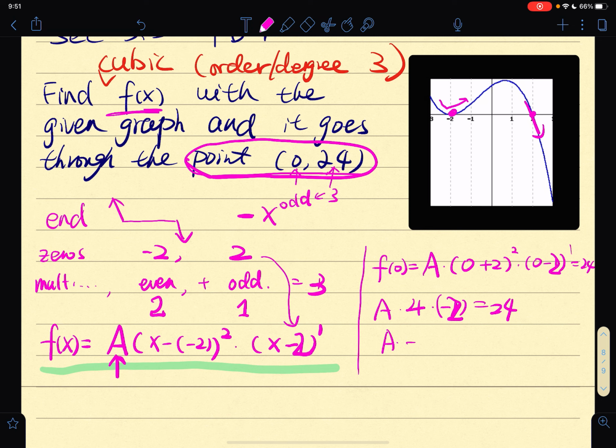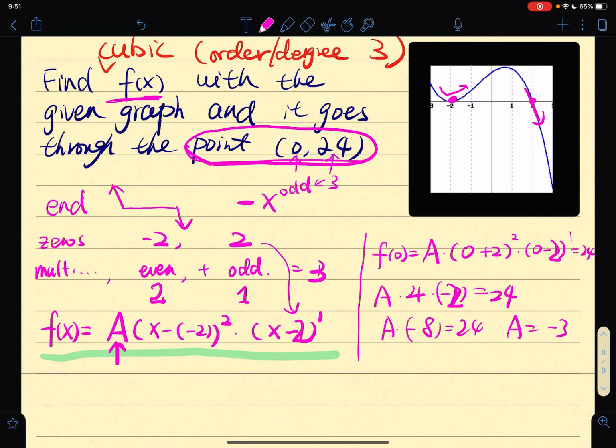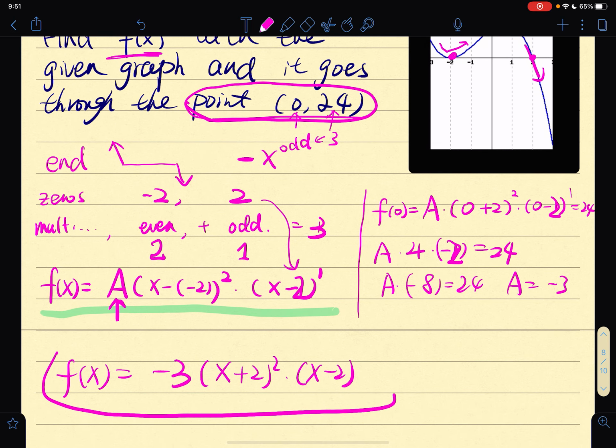Therefore, a times -8 is 24. So a is -3. So I have my final conclusion. f of x is -3 times (x plus 2) squared times (x minus 2), which is my final answer.